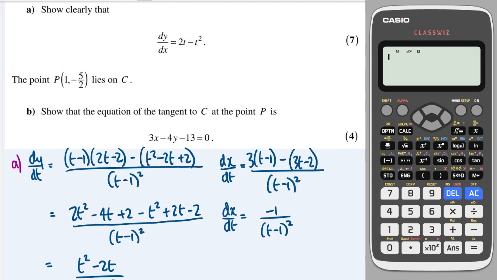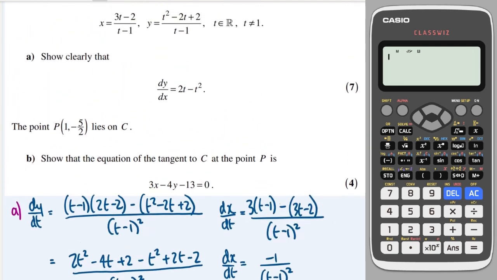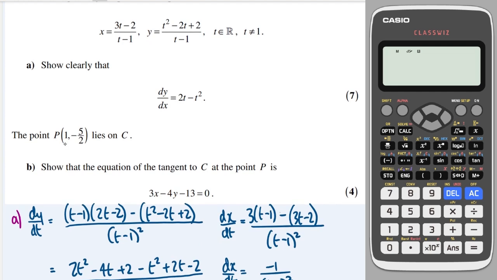Okay, next question. The point P, which is 1, minus 5 over 2, lies on C. Show that the equation of the tangent to C at the point P is given as that. Okay, so the equation of the tangent, you're going to have to sub in the x-coordinate, or at least we're going to have to find what the t value is.